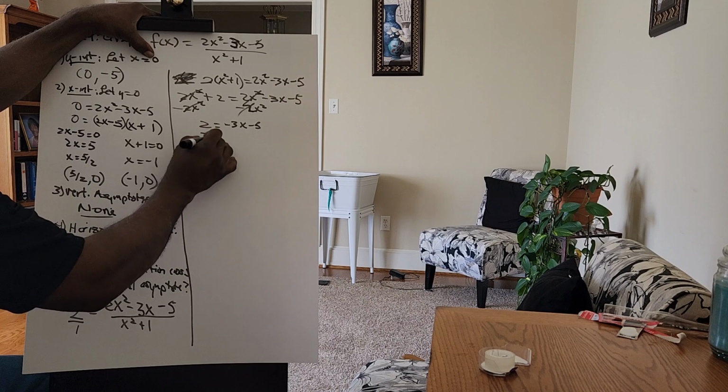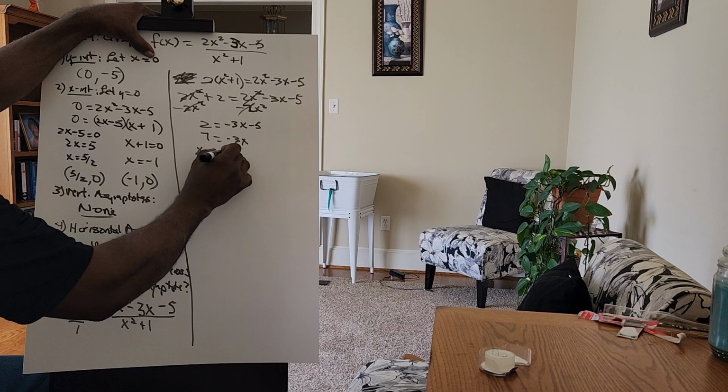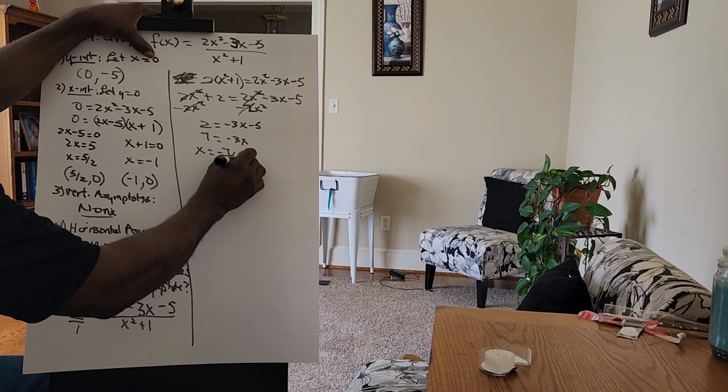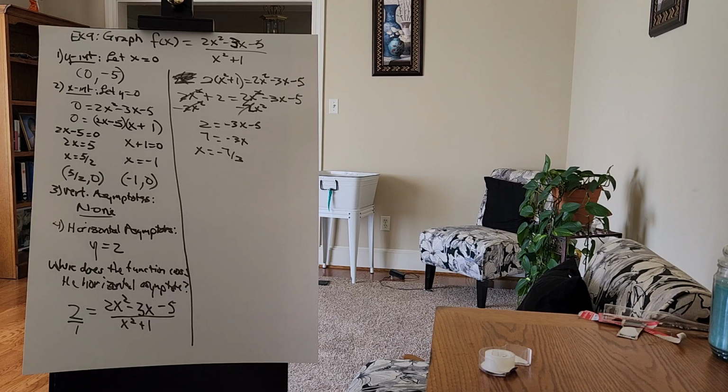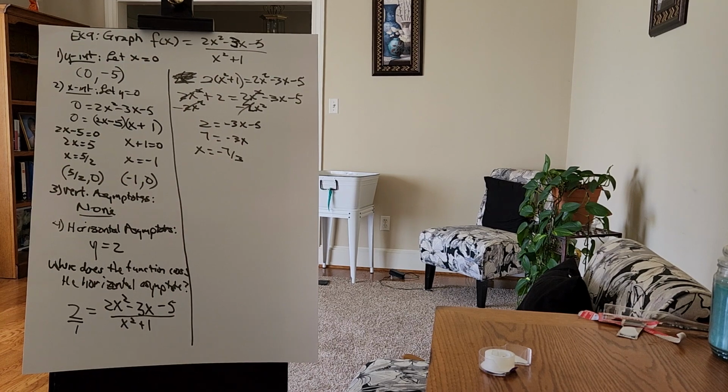Add 5 to both sides, 7 equals negative 3x. X equals negative 7/3, okay? X equals negative 7/3 should be where we cross our horizontal asymptote. Okay, x equals negative 7/3. Let's see. Just want to make sure we're coinciding. Okay. So we did vertical asymptotes.